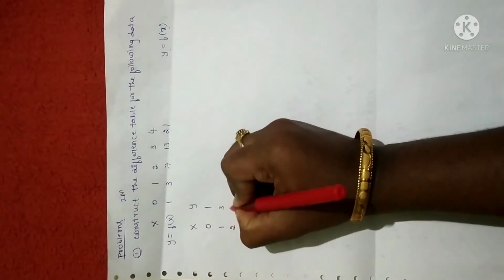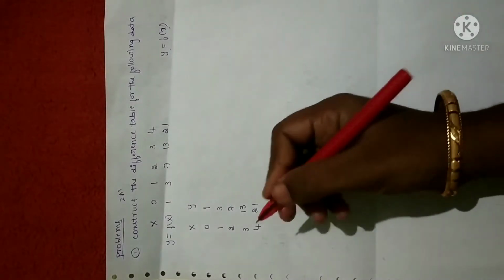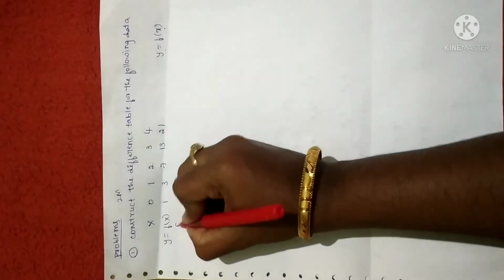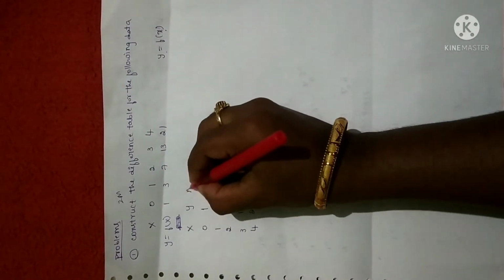So 1, 3, 7, 13, 21. Fine. Now we have to construct the difference table. First let me construct the forward difference table. You can construct either one, so it doesn't matter.